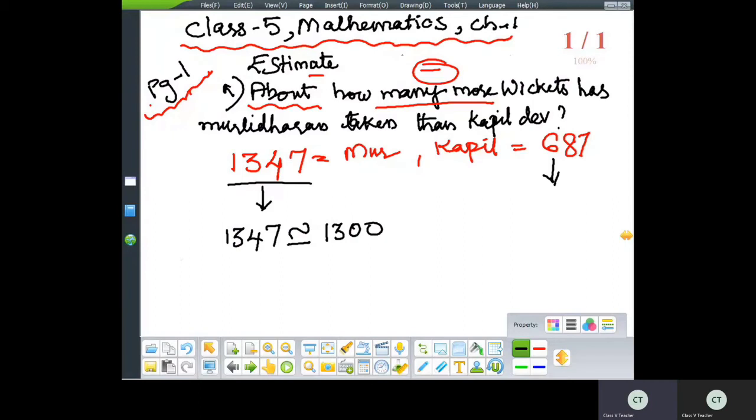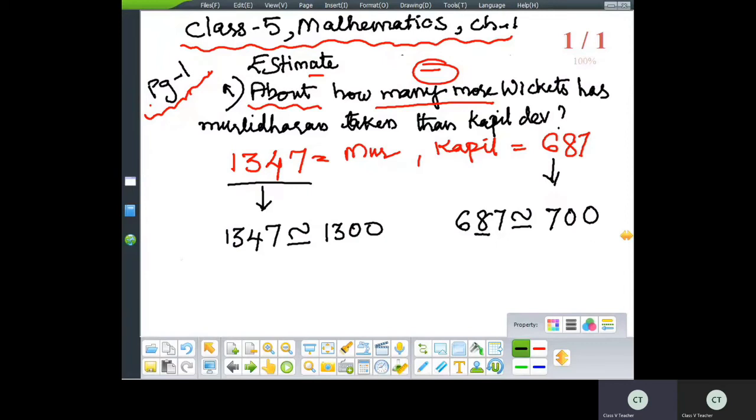Okay, so 687. What is the nearest to 687? It is 700. The nearest 100 is 700. Because rounding off to the nearest hundreds, you will check the tens place. Yes, your tens place is 8. 8 is more than 5. So you will go to the greater side. 687 lies in between 600 and 700. So the greater side is 700.